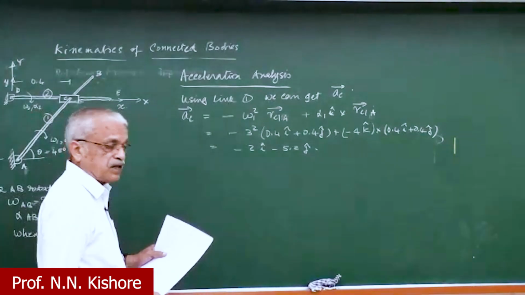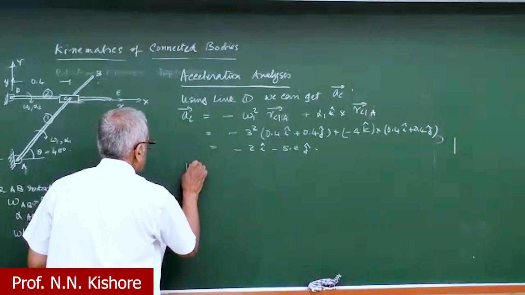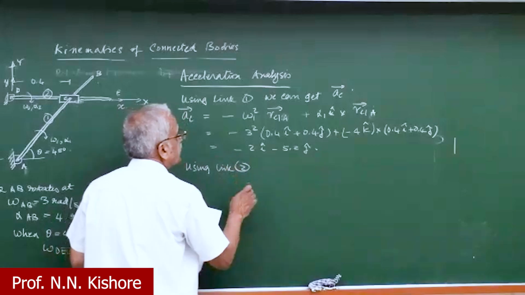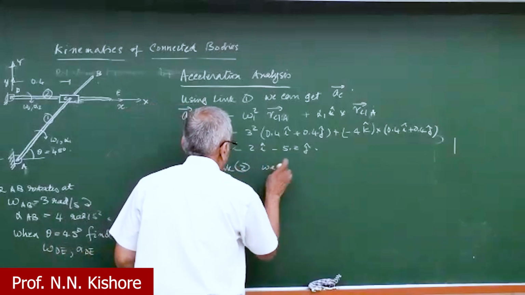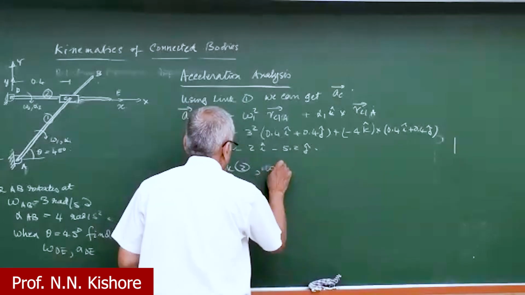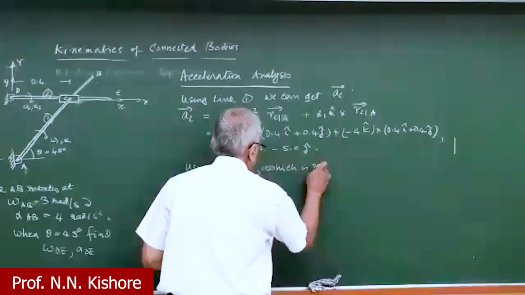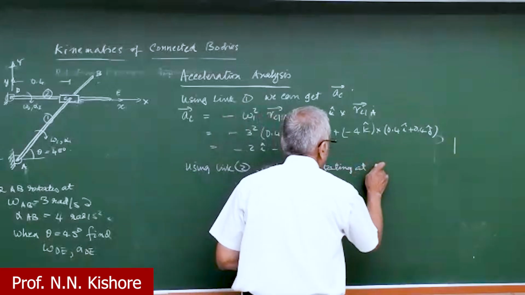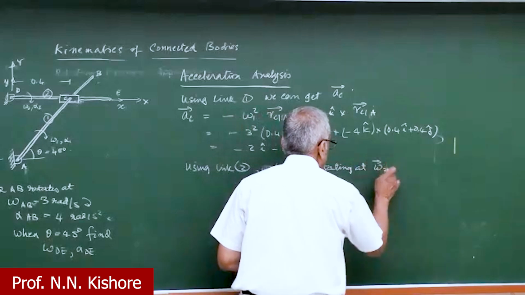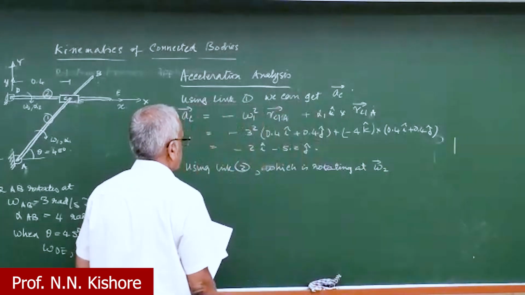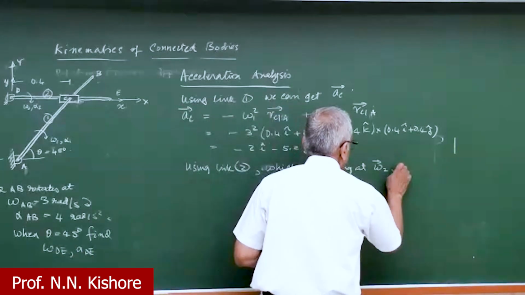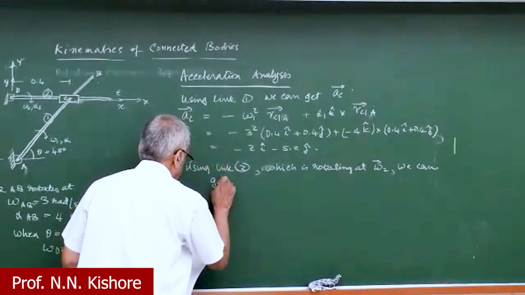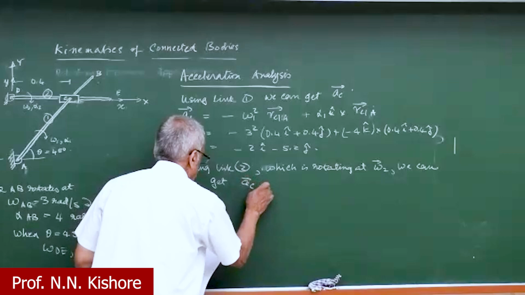And then, from the link 2 point of view, which is rotating at omega 2, okay, we can get the acceleration of C. So how is that?